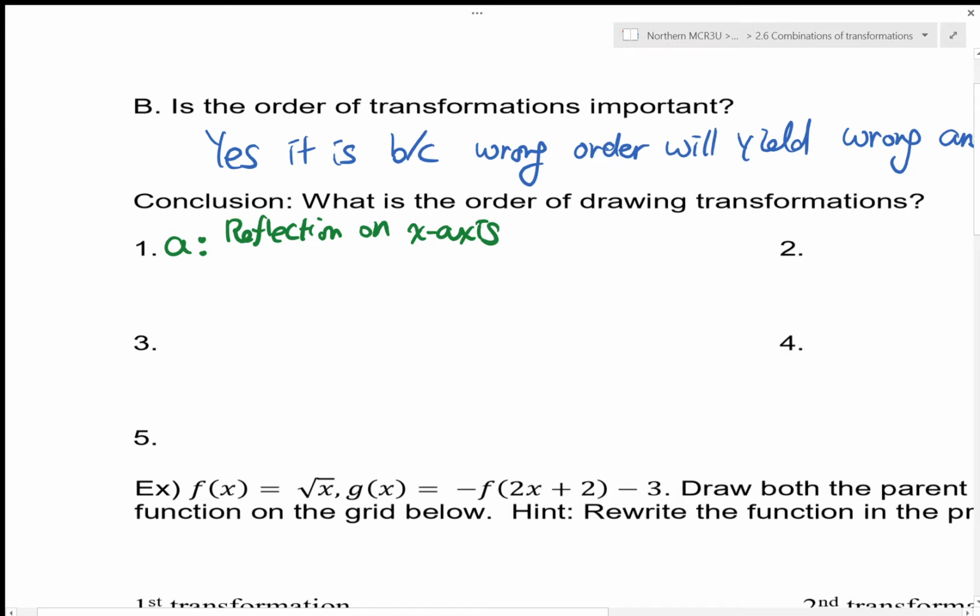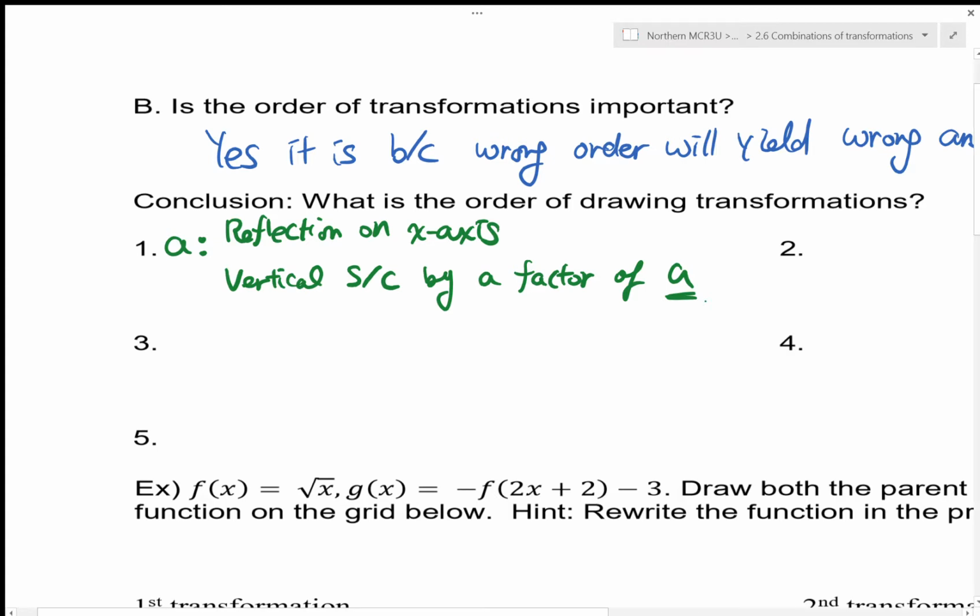Now A is reflection on the x-axis, depending on the sign of the A, and at the same time it also gives me vertical stretch or compression by a factor of A. So remember, by a factor of means that you're multiplying, and this A value is outside of the function, so that actually affects the y value. Anything that's outside of the brackets affects the y value. Anything that's inside of the brackets affects the x value. Okay, so don't forget that.